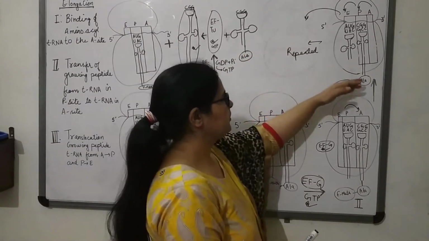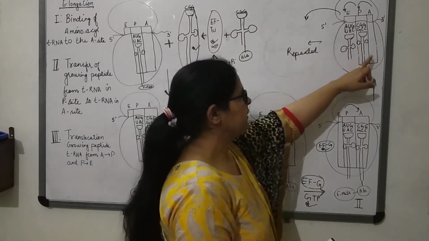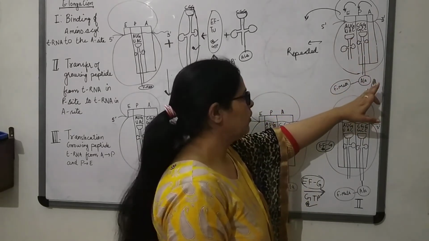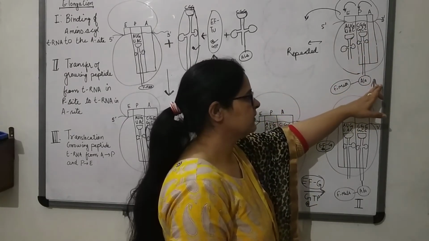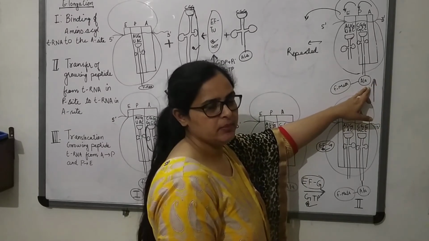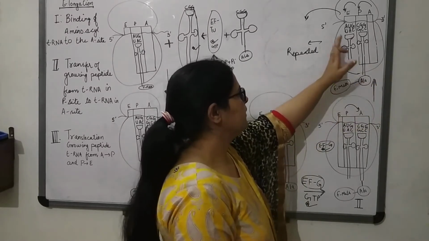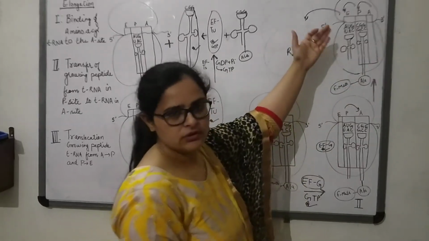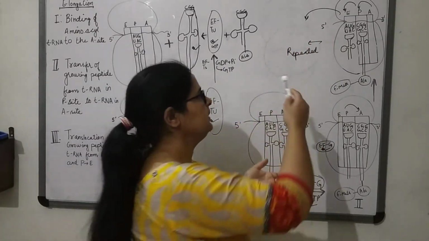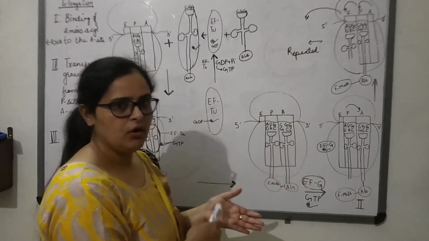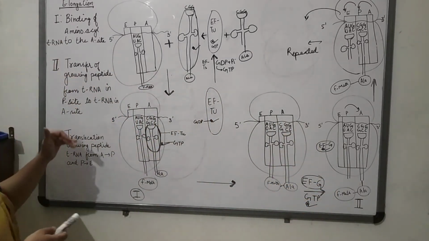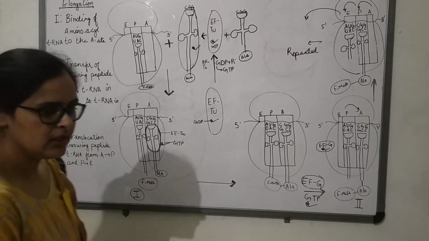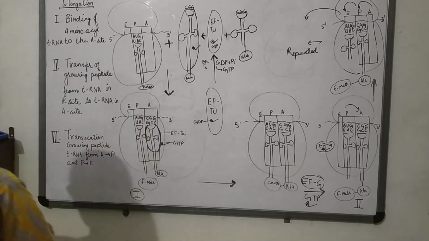Okay, further amino acids will come. They will bind to the A site. Then a peptide bond is formed between the newly synthesized and mature amino acids, and then they will transfer to the A. Then further they transfer to the P, and further translocation occurs. Then this process of 3 steps goes on until the stop codon occurs.